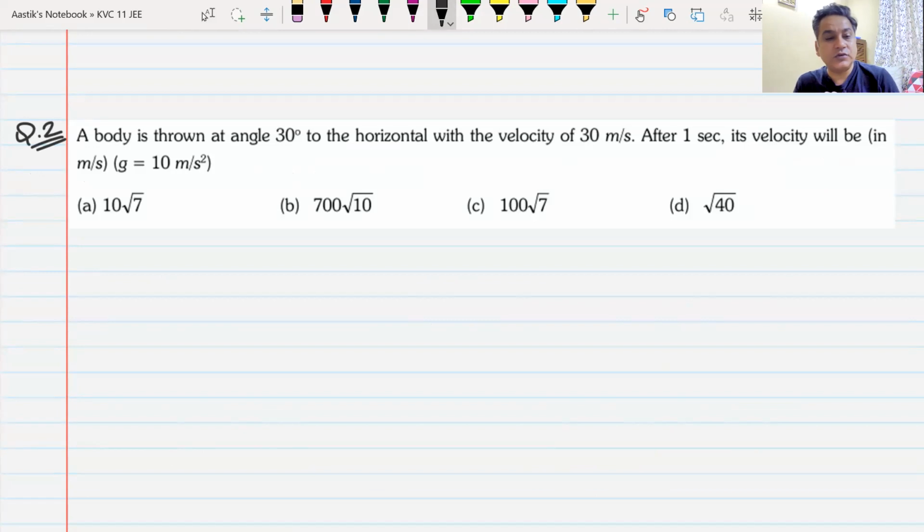A body is thrown at an angle of 30 degrees to the horizontal with a velocity of 30 meters per second. After 1 second, what will be the velocity? The answer has to be in meter per second. You have 2 minutes to do this.